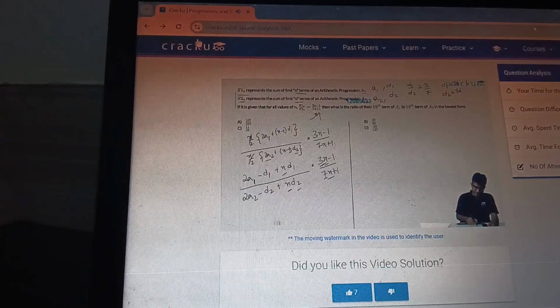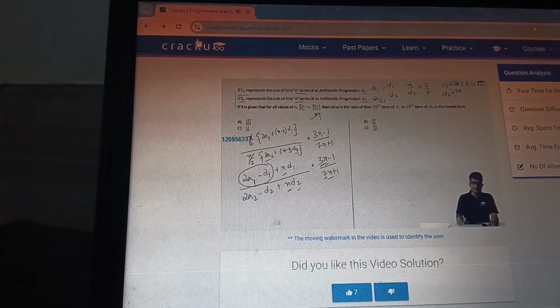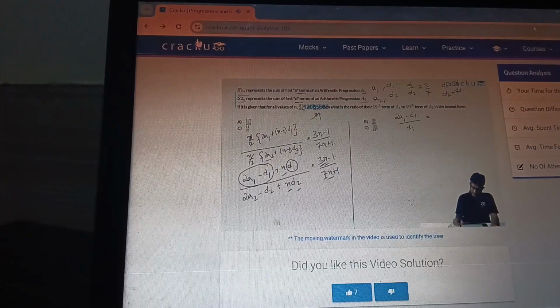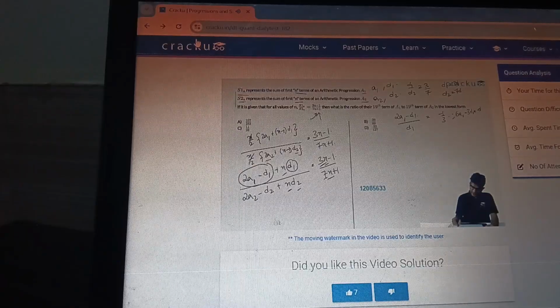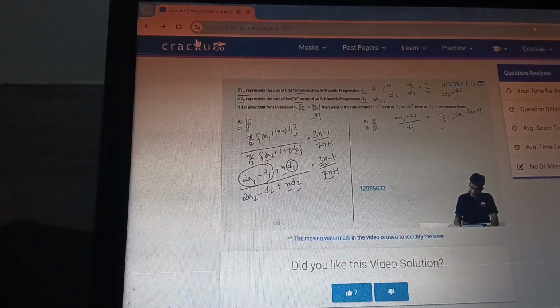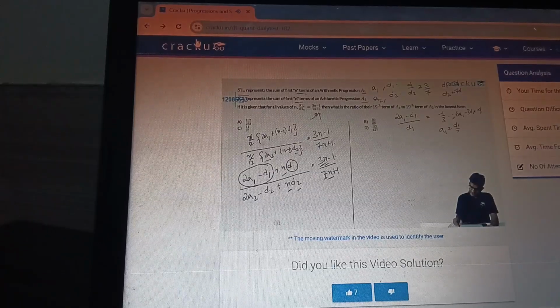Now again, if you are looking at the constant term in the numerator and the coefficient of n, again this ratio should be the same. That is (2a1 minus d1) divided by d1 has to equal minus 1 by 3. So if you cross multiply, 6a1 minus 3d1 is equal to minus d1, or the value of a1 is equal to d1 by 3. We assume that d1 is equal to 3d, so the value of a1 will equal d.